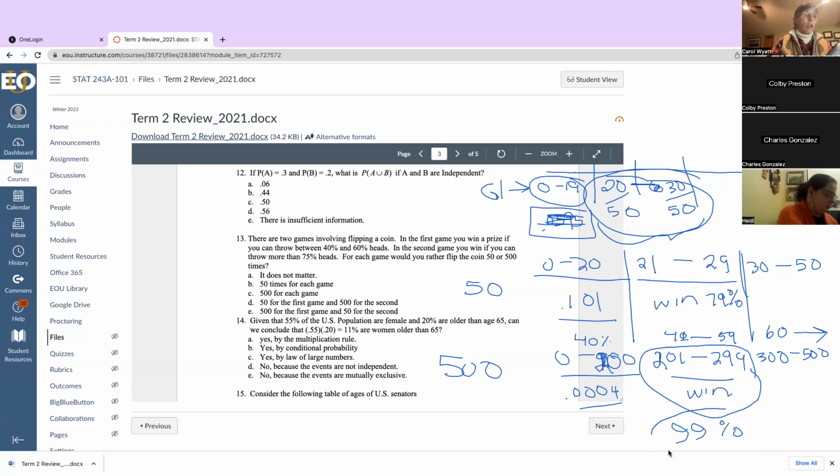What? This is way better to play for the first game. And it's going to be way better to play this one for the second game. So your answer is going to be E here. Easiest way to see this is if I were to show you a little graph of what these curves look like. Let me drag a new window here.